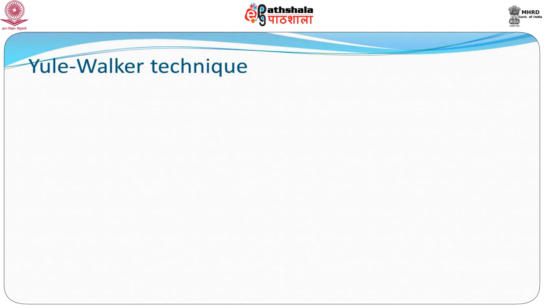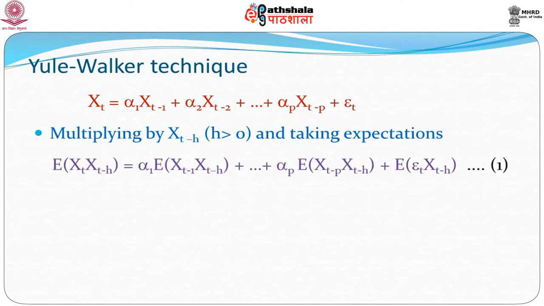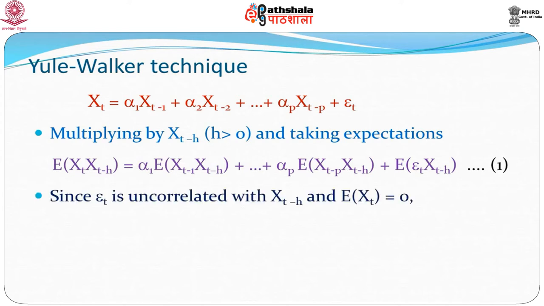Now let us look at the more interesting Yule-Walker technique. In the Yule-Walker technique, we have first the AR model, and what we do is we pre-multiply the model by X_{t-h}, where h is greater than 0, and then take expectations. So we have expectation of X_t X_{t-h} on the left hand side, and similarly each term on the right hand side is multiplied by X_{t-h}, and we take the expectation of that. Notice that in the model, the last term is going to be 0 because epsilon_t is uncorrelated to X_{t-h}. So the last term is going to be 0, and since expectation of X_t is equal to 0, the expectation of the product X_t X_{t-h} is going to be the covariance.